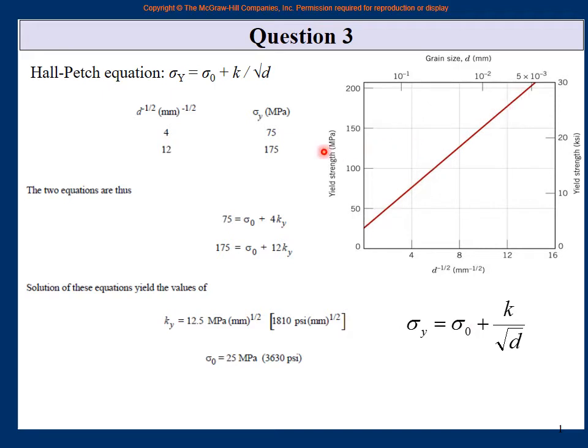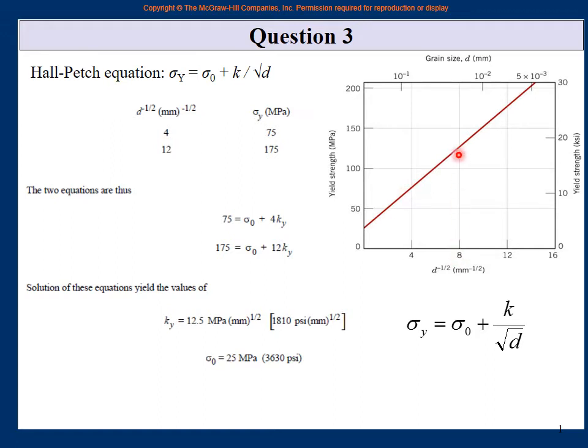So the graph is given. This is the yield strength, this is the d raised to minus half. All that is required is that you take any 2 points and find the values. So for example, at d raised to minus half value of 4, you draw a vertical line here and then you draw a horizontal line. I will always tell you that please have a scale, so that you can draw a very exact straight line. Don't do it roughly by hand. If you do it, then you can read that roughly it is 75 megapascal.